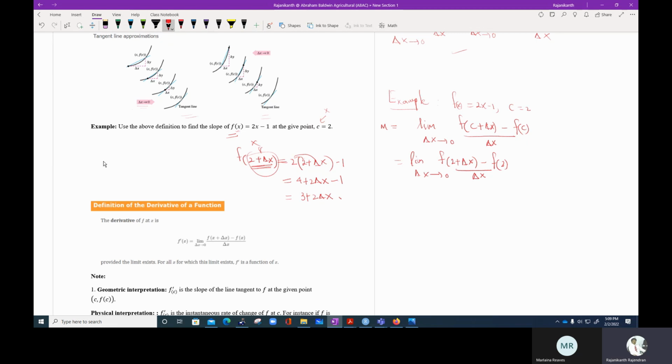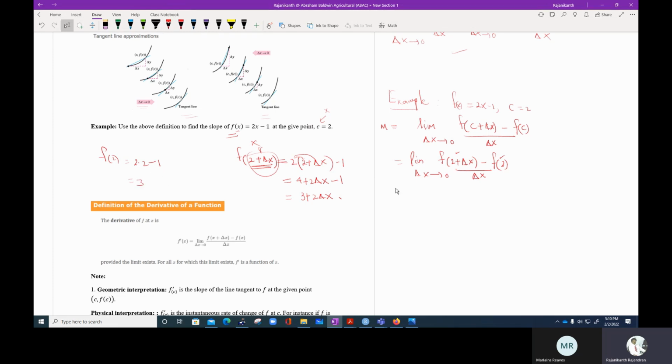Now let us find f of 2. I need those two guys, right? f of 2 plus delta x, and I need f of 2 as well. Now I am evaluating f of 2. f of 2 is nothing but take the f function, plugging 2 there, which is 2 times 2 minus 1. So 2 times 2 is 4, 4 minus 1 is 3. So f of 2 is 3.